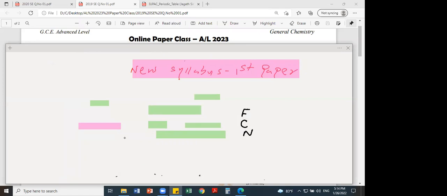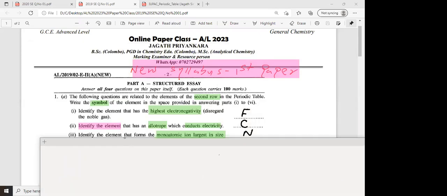What do you write now? Anion is larger than cation. Anion is larger than atom. Atom is larger than cation.